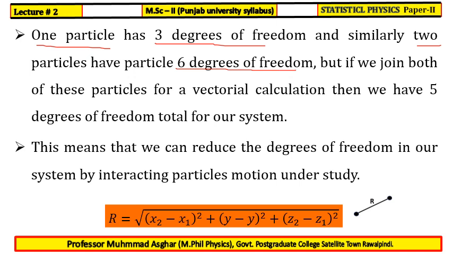But if we join these two particles by a small distance, as shown in the figure, then the degrees of freedom will be reduced to 5. This means that we can reduce the degrees of freedom in our system by interaction of the particles.